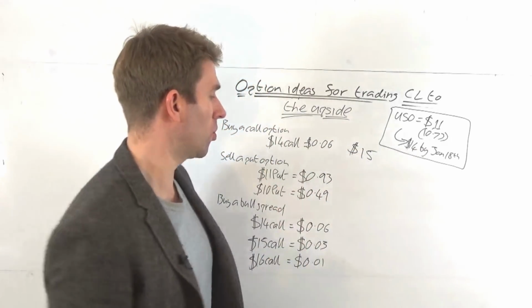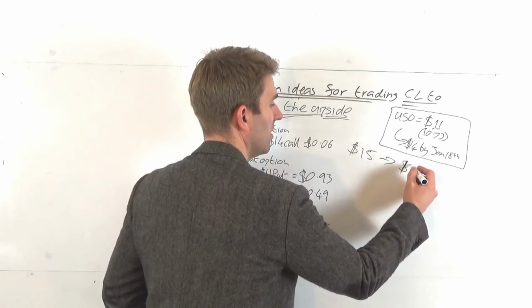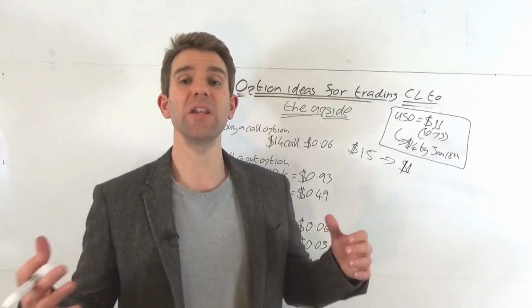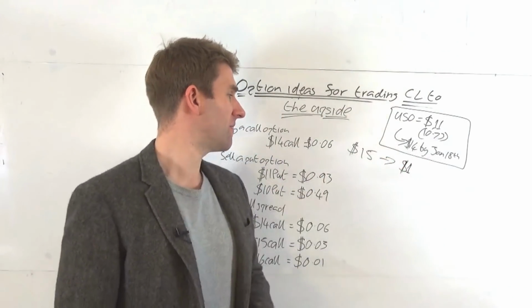What's the value of our call option? The value of our call option is now $1. Okay, and we've only paid 6 cents for it, so we've made a whopping 94 cents on that contract if it should go to $15.